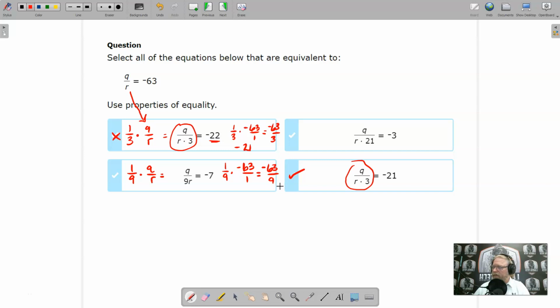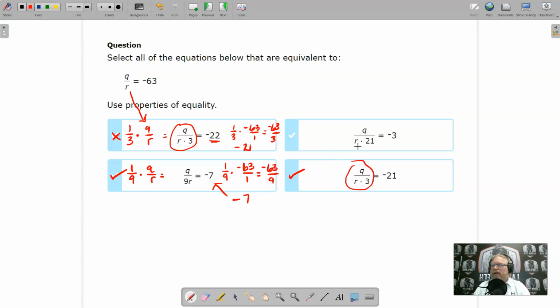Next, we need to go ahead and simplify this negative 63 over 9. Well, remember, every fraction is a division problem. A negative divided by a positive is a negative. 63 divided by 9 is indeed 7, correct? So negative 7 matches up with negative 7 here, so this one checks out.